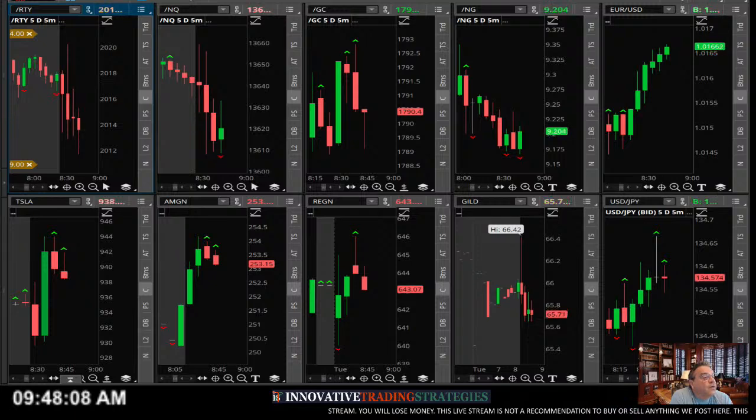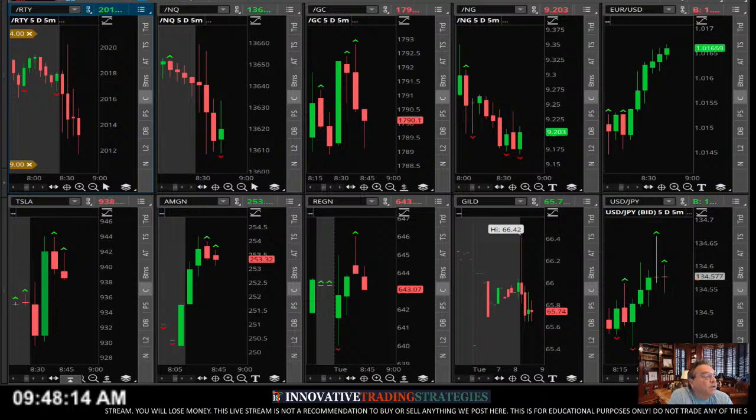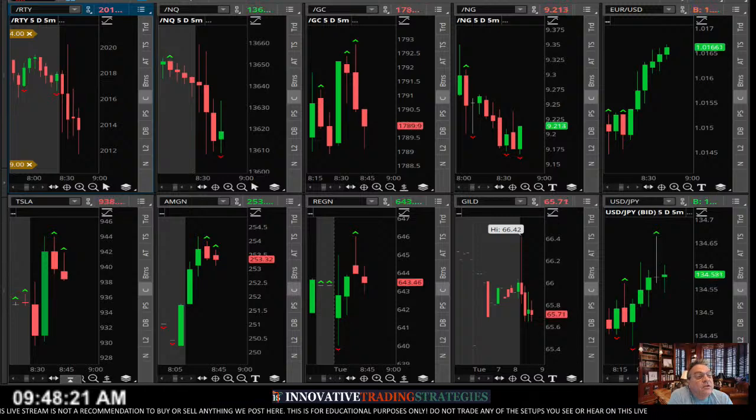Just super quiet across the board here. Pretty unusual to be this quiet in the morning. Dow's only up 19, 20. Still short, just hanging in here on our mini Russell. Looking for a mini NASDAQ to have a pullback down to this yellow line here.